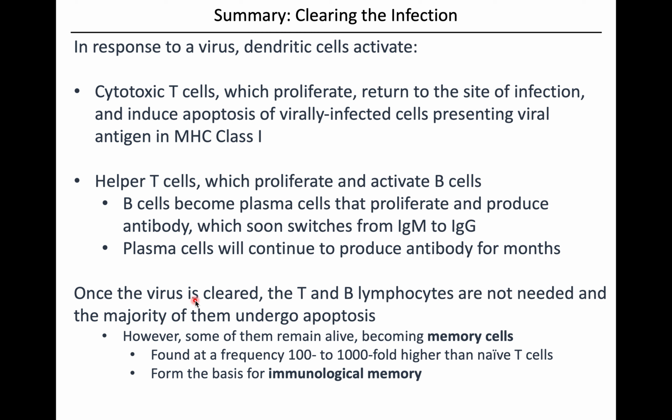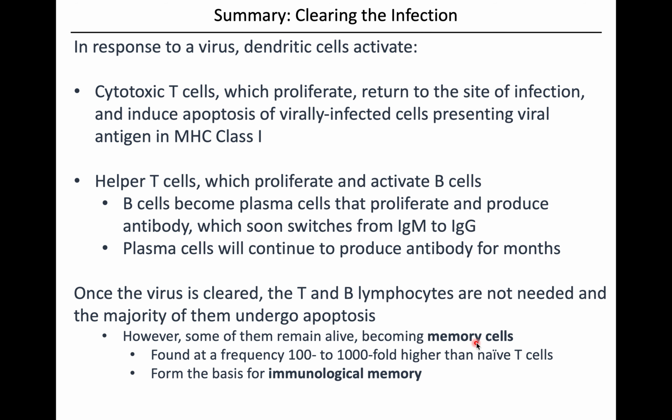Once the infection is cleared, your body doesn't have a need for this huge army of plasma cells, or even activated lymphocytes for that matter. So a lot of those T and B cells are going to undergo apoptosis. They're just not needed anymore. However, some small subpopulation will remain alive. They will become what are called memory cells. Those memory cells are the basis for immunological memory, right?